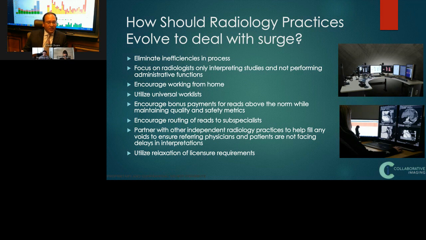And then we utilize this technology to provide neighboring states coverage as well where they need it, because licensure requirements by CMS have been reduced to almost none. So now physicians can cross state lines and provide services across state lines. So let's use our radiologists to provide that coverage as well once we have these efficiencies realized. We also think we should change the reimbursement structure to encourage bonus payments for reads above the norm while maintaining quality and safety metrics. Today, a radiologist can get paid a salary, and whether they read 50 RVUs or whether they read 70 RVUs, that's what they get. Well, let's put some sort of incentive in place for radiologists to go above and beyond if they need to.